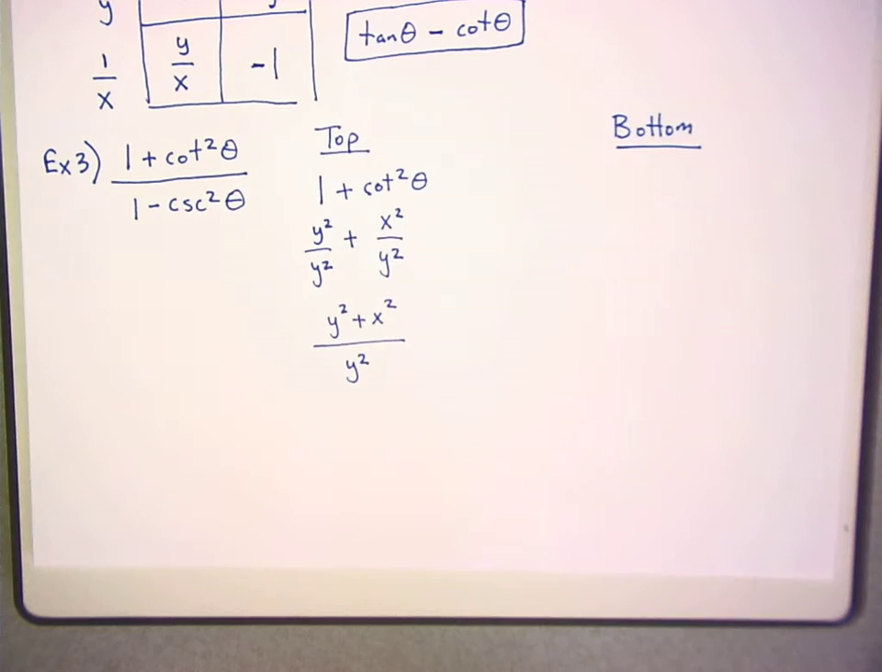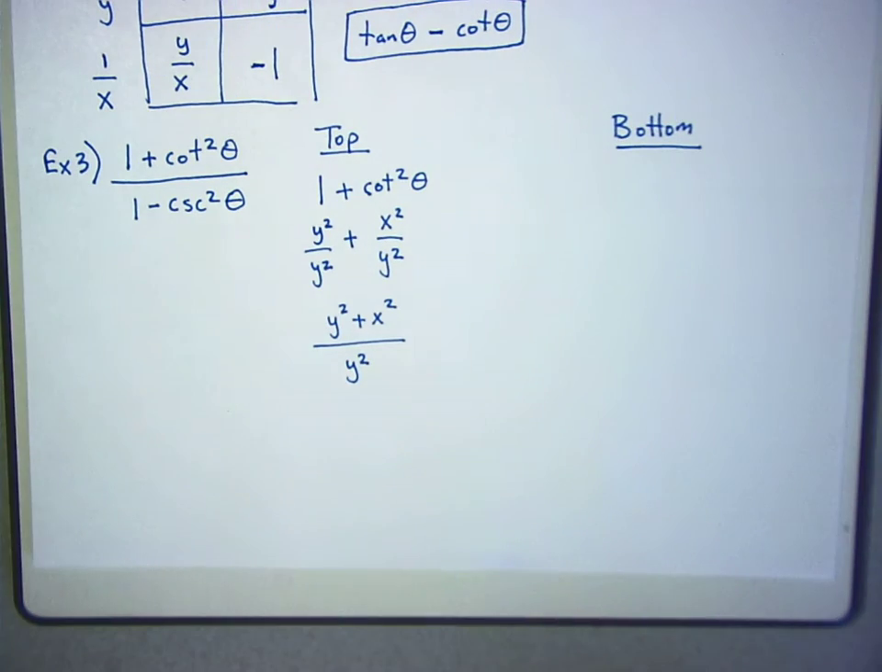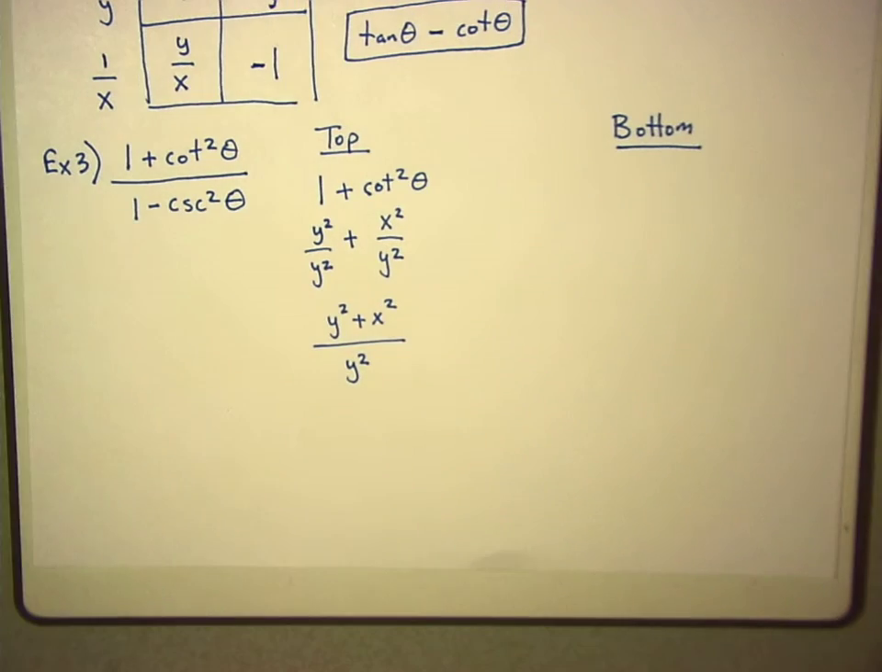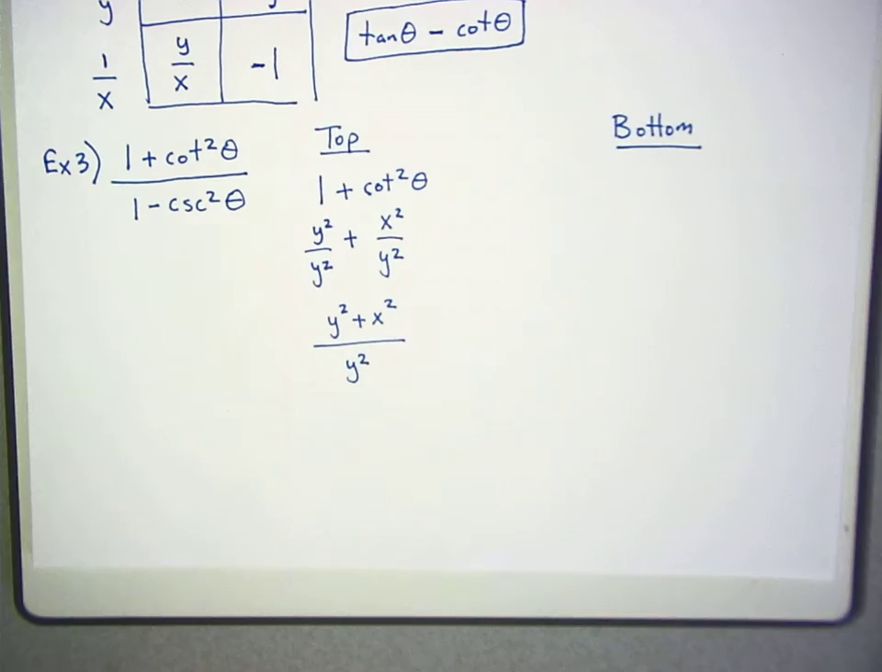The top's just 1. Yeah, but what about the y squared on top? That's still going to be y squared. We're not trying to get rid of all of it, we're trying to simplify it as far as we can. So it's going to be 1 over y squared. Then just change the top to cosecant squared. Okay, what did you say? Don't you have to change the top to cosecant squared? It's the same thing. Oh, yeah, 1 over y squared.